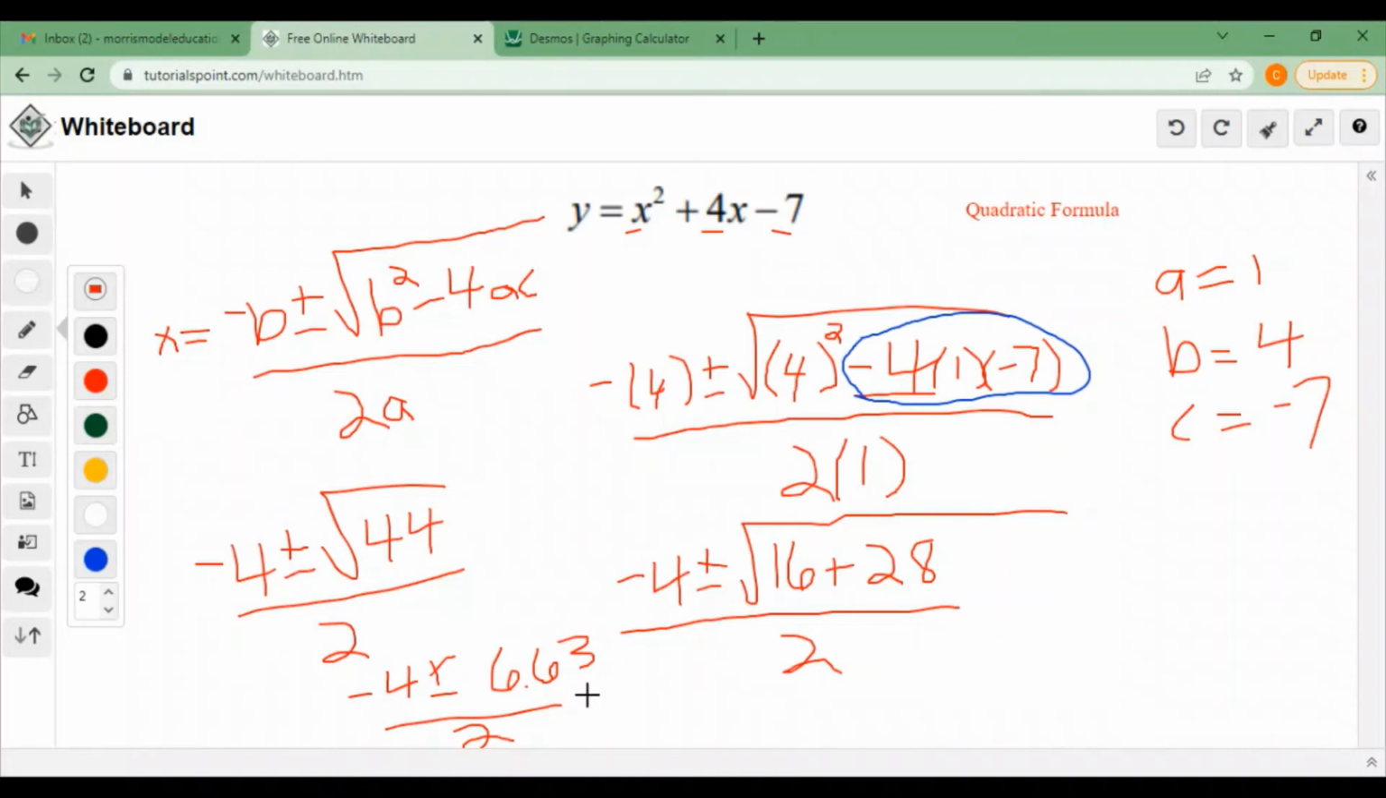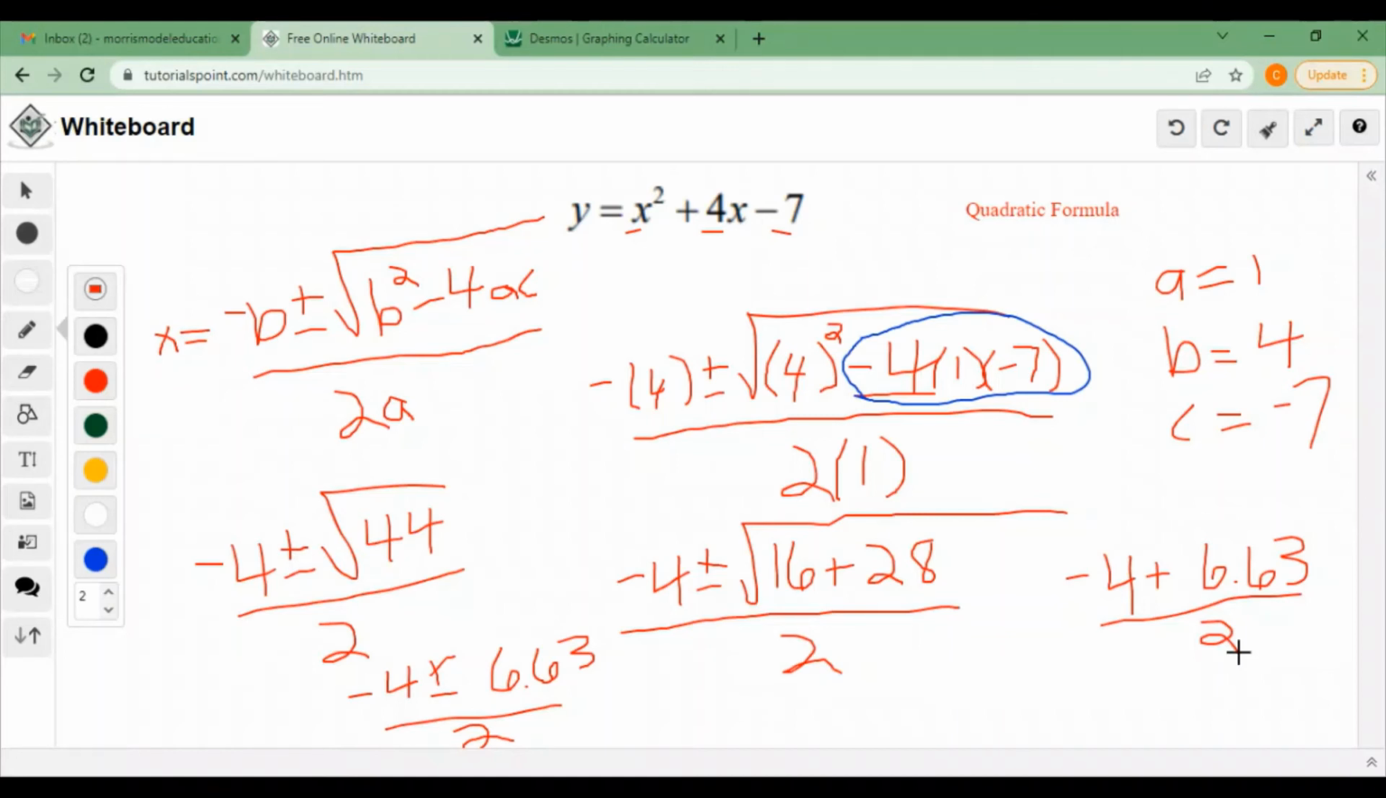Does that make sense? So if you need to see it, for those who are visual, we're literally going to do that twice. We'll start with plus: -4 plus 6.63, all right? And then we're going to divide that by 2, and that'll give us one of our solutions. Remember, x-intercepts are going to have 2 solutions. Quadratics, I should say, rather, are going to have 2 solutions.